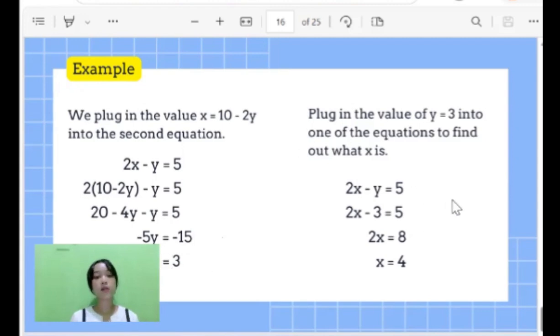Now we plug the value y equals 3 into one of the equations. We can choose the first equation or the second equation. Let's plug it into the second equation. So 2x minus y equals 5, 2x minus 3, because y equals 3, equals 5. Now this is 2x equals 8. Now we divide both sides by 2, so x equals 4.